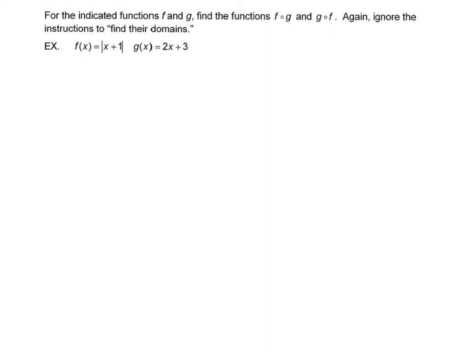When we're plugging an entire function into another function, this is called composition of functions. The f with the little open circle, g notation is used. That's read f of g. And then you see the other one is g of f. Some textbooks use this notation, f of g.